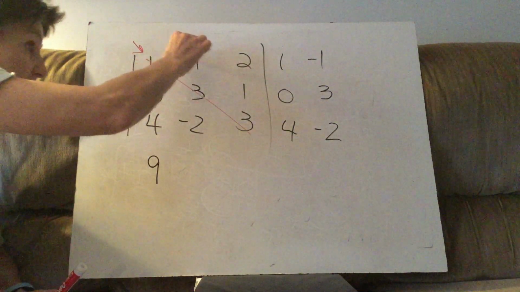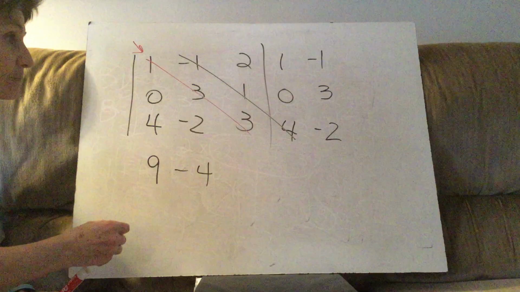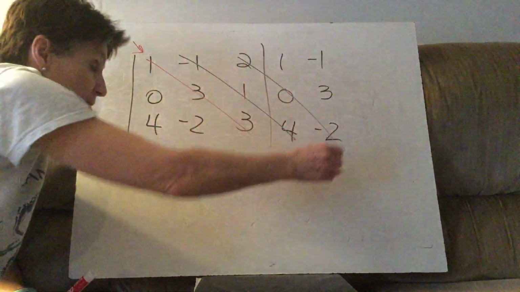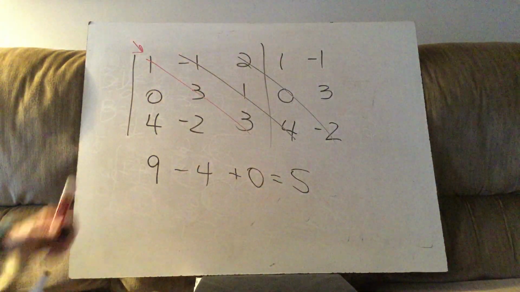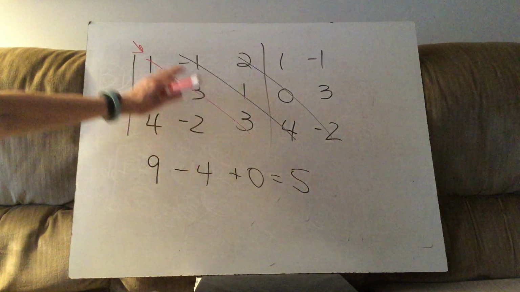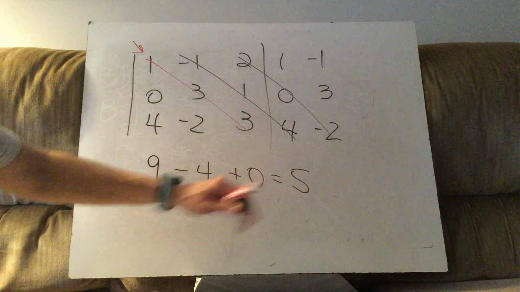And then we'll multiply these right here. We get negative 4. And we multiply these right here, and we get 0. Then we add all those up. So we have a 9, a negative 4, and a 0. So we add all that up, and we get 5.